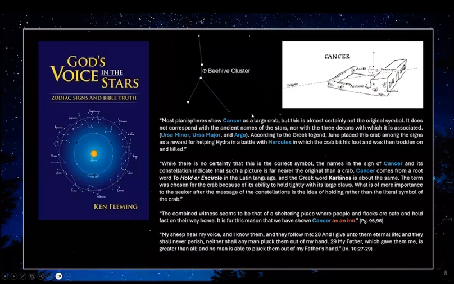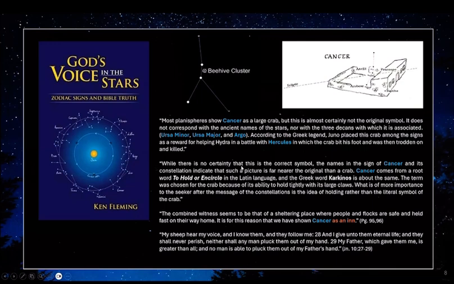So Ken Fleming says most planispheres show Cancer as a large crab, but this is almost certainly not the original symbol. It does not correspond with the ancient names of the stars, nor with the three decans with which it is associated, Ursa Minor, Ursa Major, and Argo. According to the Greek legend, Juno placed this crab among the signs as a reward for helping Hydra in a battle with Hercules, in which the crab bit his foot and was then trodden on and killed. Well, we could care less about what the Greeks think because they Hellenized everything and turned them into gods and goddesses and things like that. But that's where that comes from.